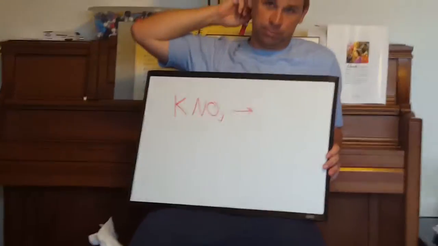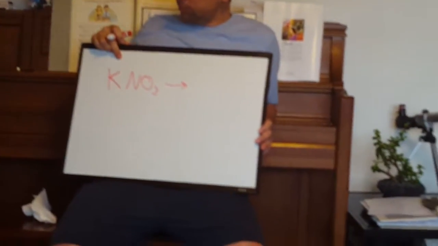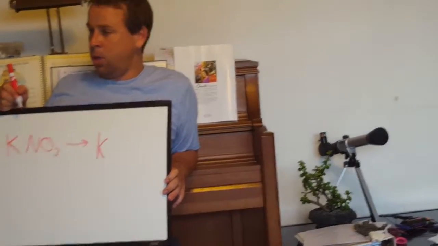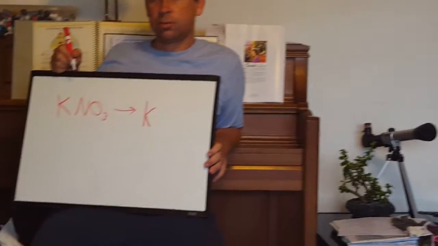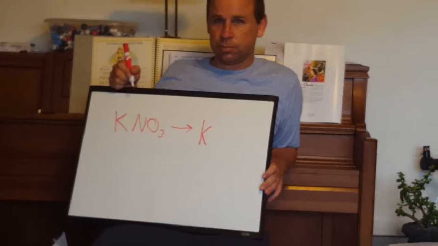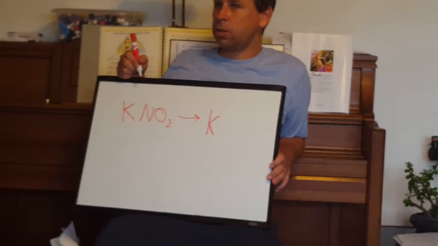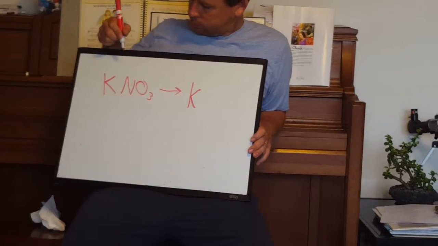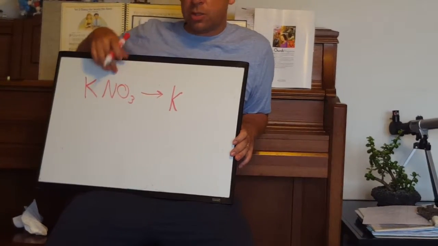What does it break down into? When this compound is soluble and you put it into water, what does it separate into? K. What does K want? One less. K wants one less to become argon. So NO3, we haven't talked about that.